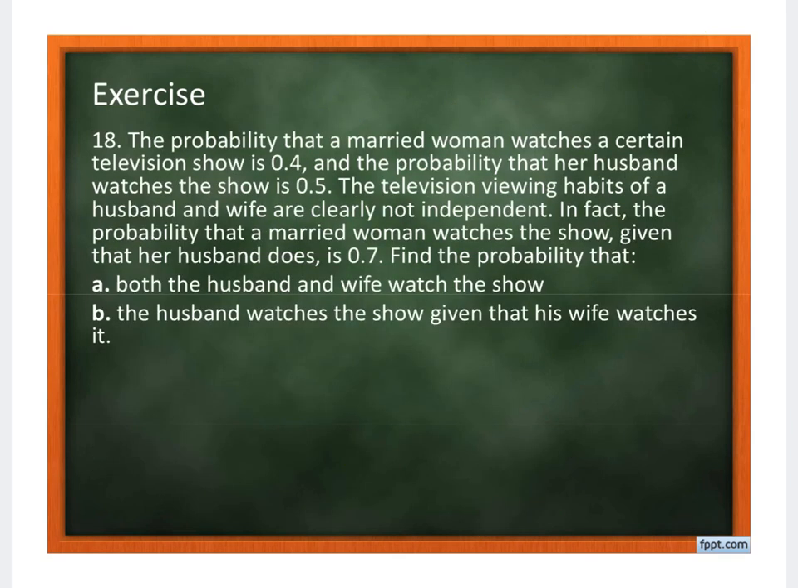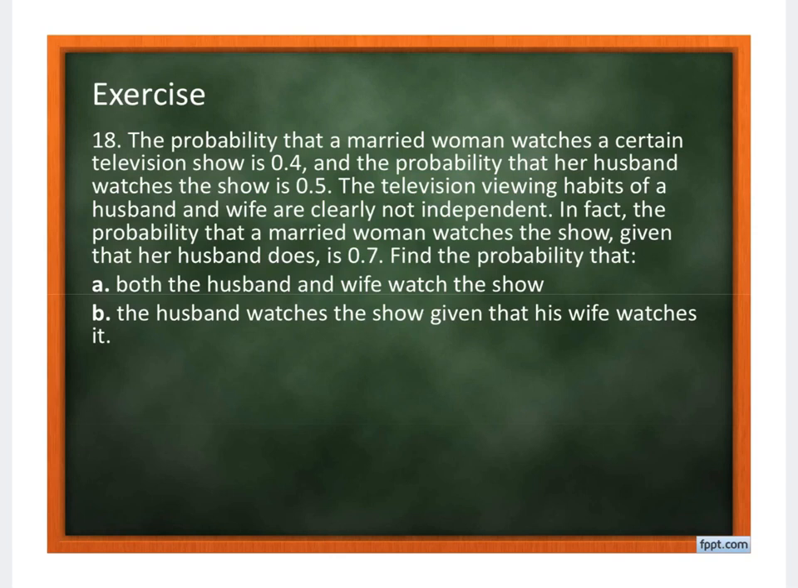The probability that a married woman watches a certain television show is 0.4, and the probability that her husband watches the show is 0.5. The television viewing habits of the husband and wife are clearly not independent. In fact, the probability that a married woman watches the show given that her husband does is 0.7. Find the probability that A, both the husband and wife watch the show. B, the husband watches the show given that his wife watches it.